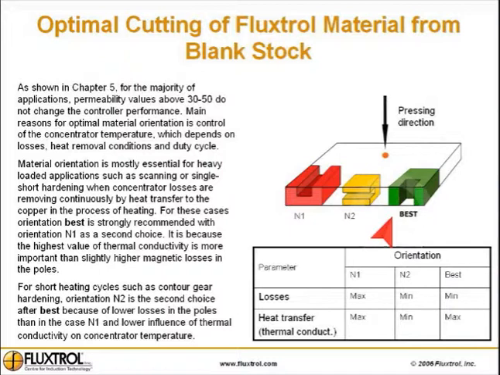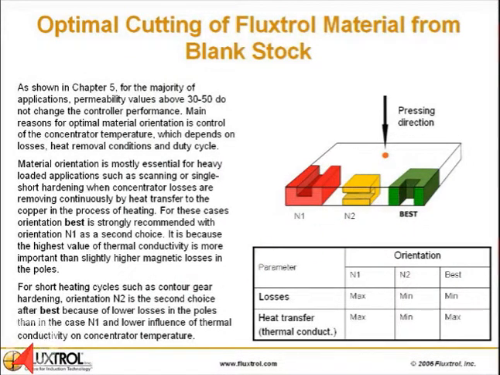Material orientation is mostly essential for heavy loaded applications, such as scanning or single shot hardening, when concentrator losses are removed continuously by heat transfer to the copper in the process of heating. For these cases, orientation best is strongly recommended, with orientation N1 as a second choice. It is because the highest value of thermal conductivity is more important than slightly higher magnetic losses in the poles.